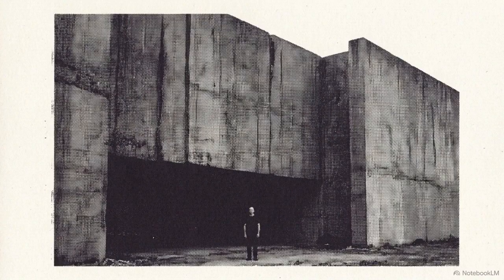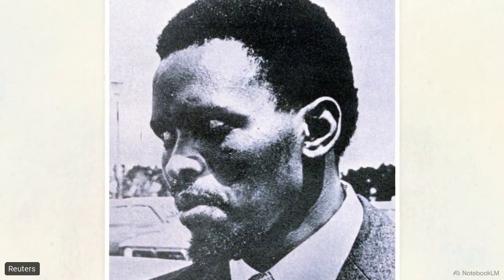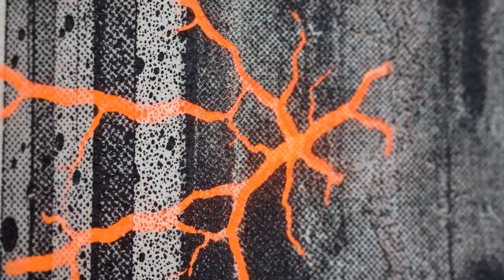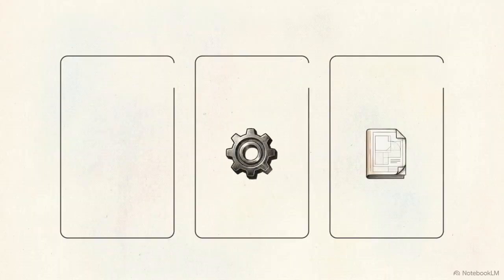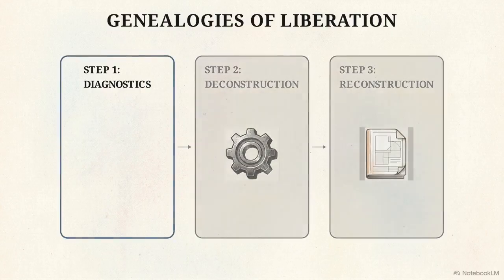Confronting the totalizing scale of this architecture carries an overwhelming psychological weight. It is engineered to induce despair. But the counter-philosophy is clear. As Steve Biko articulated, the most potent weapon in the hands of the oppressor is the mind of the oppressed. Because this architecture was engineered entirely by human design, we must remember that it is highly vulnerable to human deconstruction. This flowchart outlines the genealogies of liberation, a three-step blueprint to dismantle the machine.